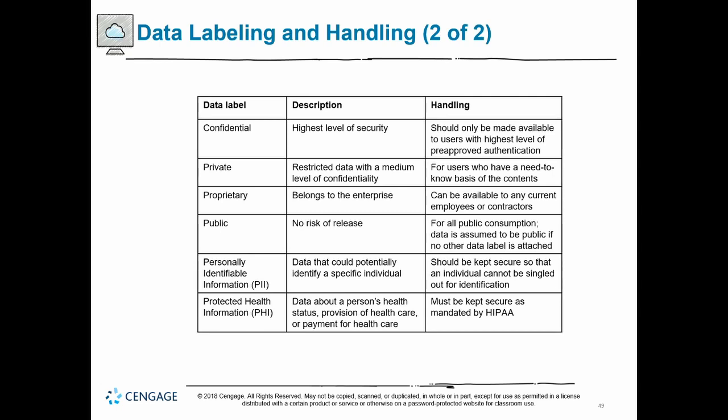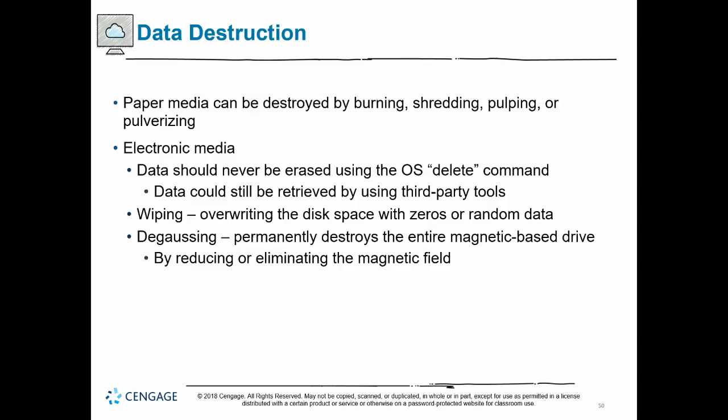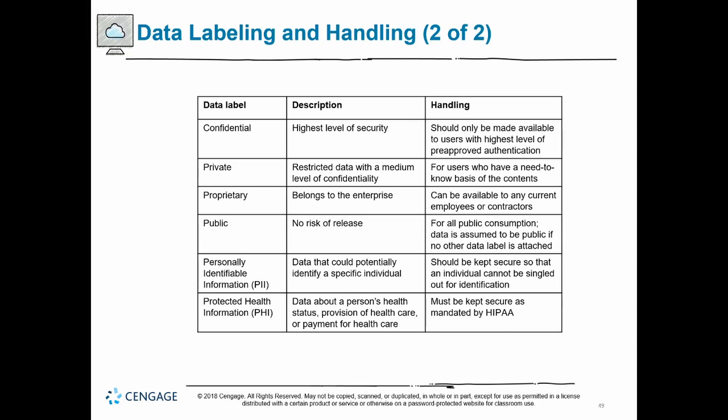Handling the specific data. Confidential, private, and proprietary should all be determined by your organization, how they want to handle it. Everyone has a different risk tolerance. Public is public for all consumption. PII should be kept secure so that an individual cannot be singled out for identification, and PHI should be kept up to HIPAA standards. I know with HIPAA, you have to have everything. PCI is encrypted.